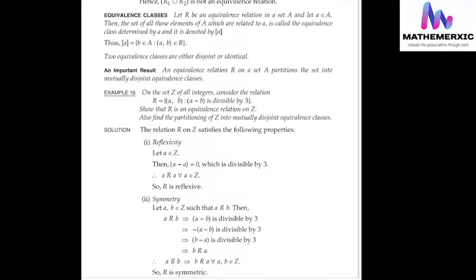So what are equivalence classes? Let R be an equivalence relation in a set A and let a belong to A. Then the set of all those elements of A which are related to a is called the equivalence class determined by a and is denoted by [a]. So [a] = {b belongs to A : (a, b) belongs to R}. Two equivalence classes are either disjoint or identical in nature.